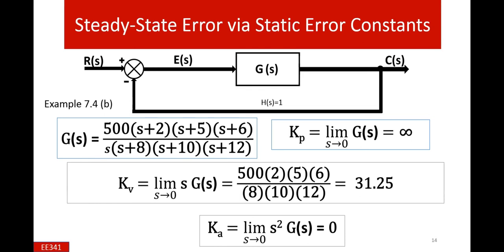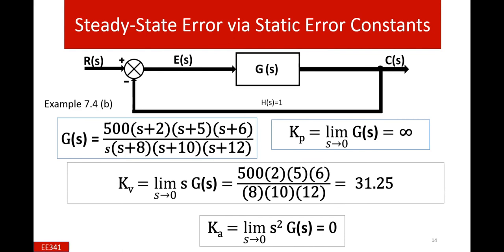And one pole is at the origin. Then first of all it is our task to find the error constants. The position error constant definition is simple: take the open loop transfer function and apply the limit as s approaches 0. In this case, if the system is type 1, then the 1 over s, which is one integration, makes the position error constant infinite.